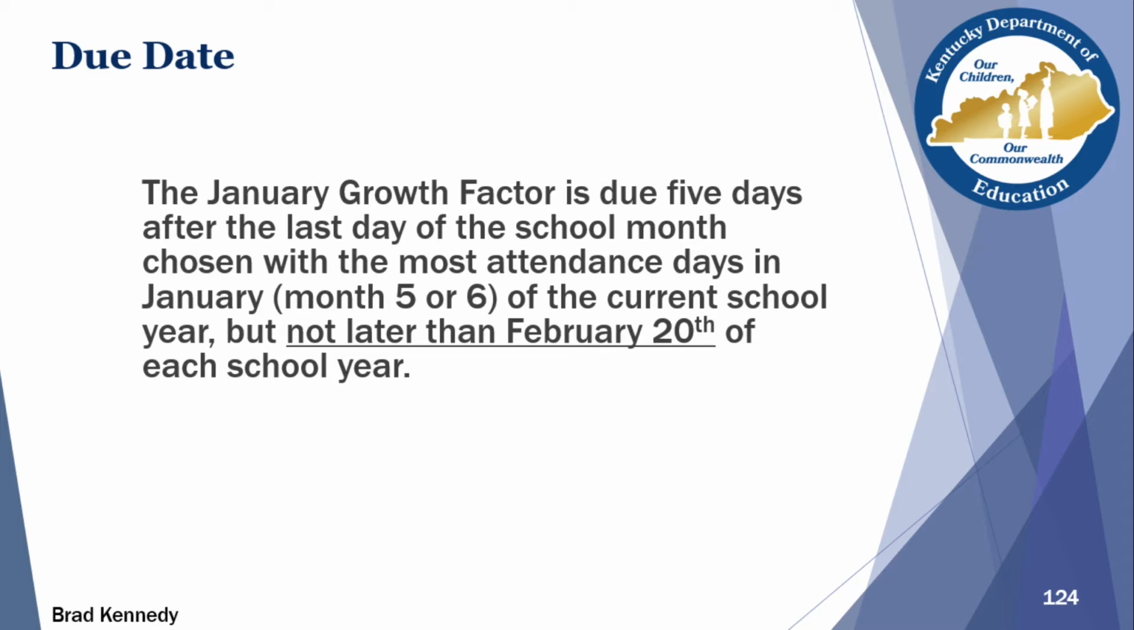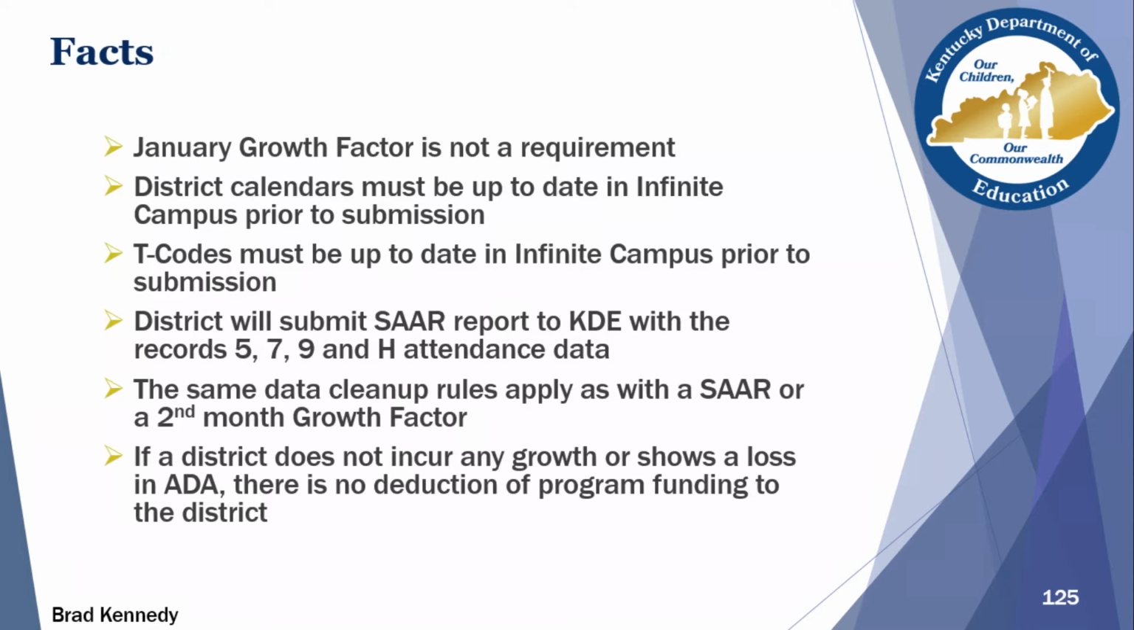The January growth factor is due 5 days after the last day of the school month chosen. So it'll either be month 5 or month 6, depending on which one had the most attendance days in January. And ultimately, it's due no later than February 20th. It is KRS 157.360.15 that spells that out for you if you are curious.